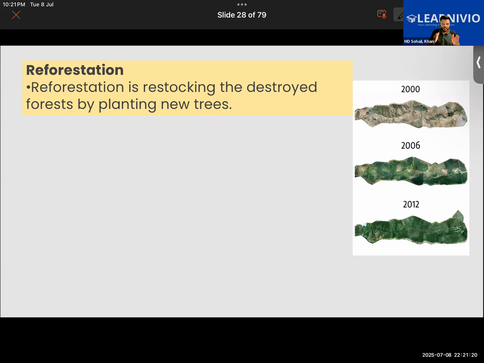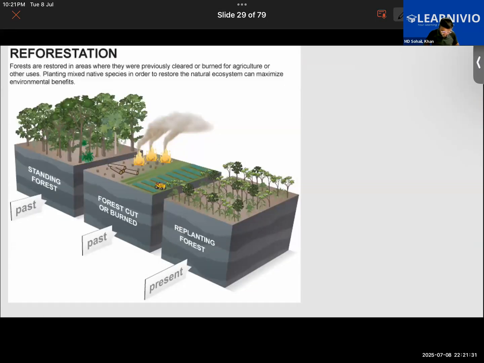So reforestation is restocking the destroyed forest by planting new trees, right? If there's land in which the forest has been cleared out, we go there and basically plant new trees there. That is simply reforestation. As you can see over here, there were standing forests in that area, lost either due to human activities to clear out the land for farming or construction, or due to wildfire, or because people cut down the trees to obtain timber or logs of wood. Due to that, that forest has been lost. Now we are restoring it. We are replanting the forest.